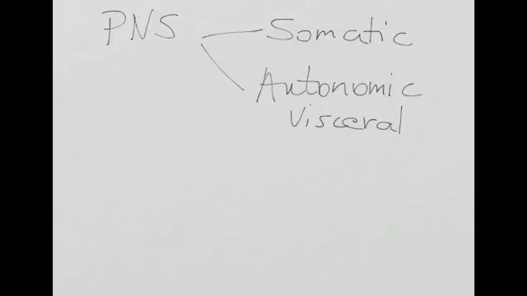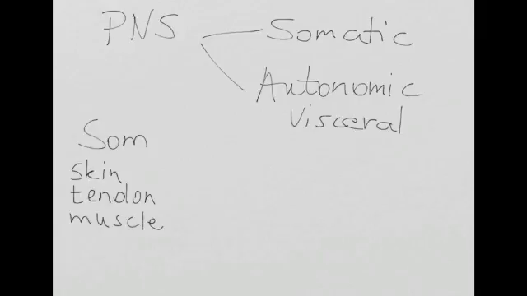In the somatic system, the information will come through receptors from the skin, tendons, or muscles, skeletal muscles. In the autonomic system, the information arrives from the viscera, and that includes, for example, the vessels.